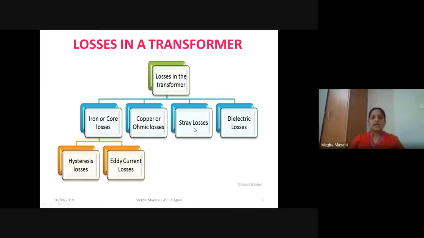Stray losses are due to the flux leakage around the core, and dielectric losses are due to the dielectric material you have for the isolation between the primary and secondary. So let us try to look into more details of the losses of the transformer.